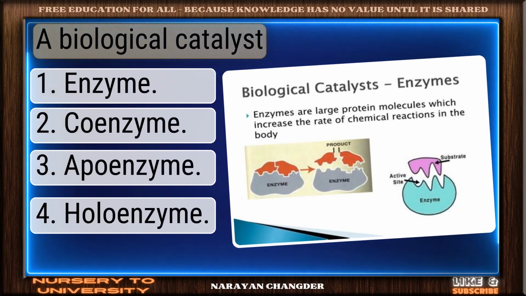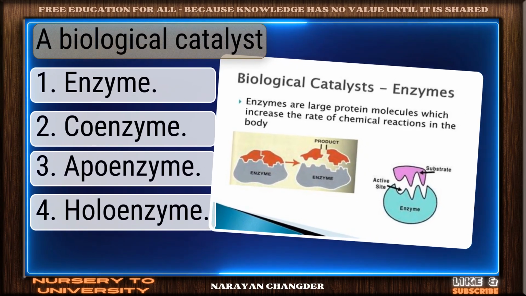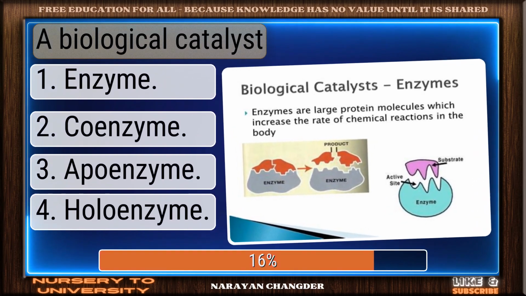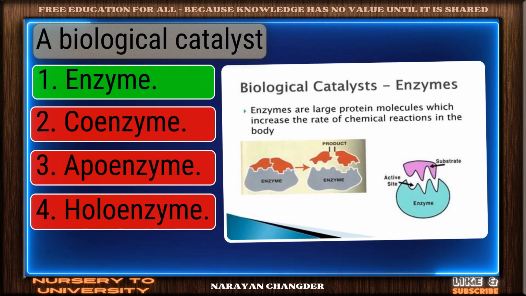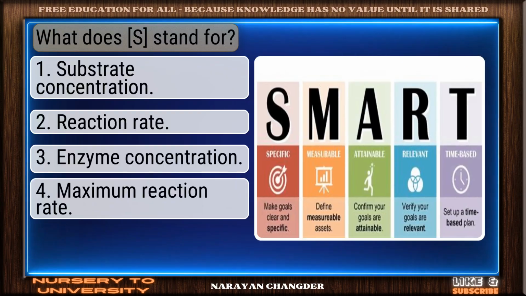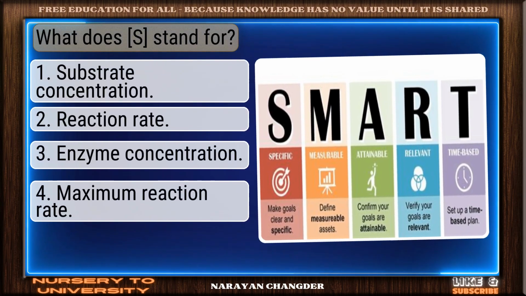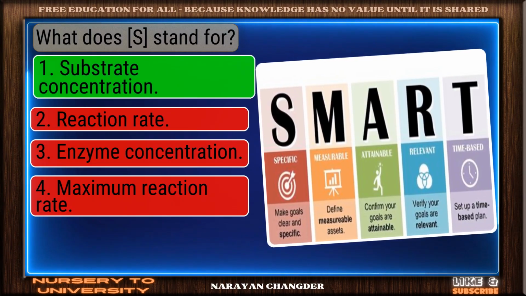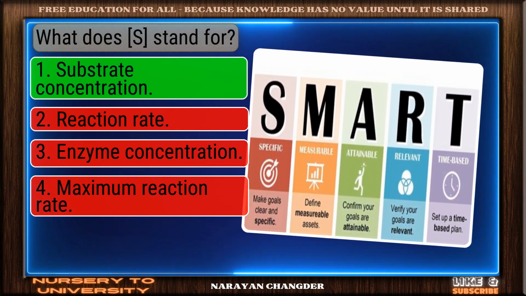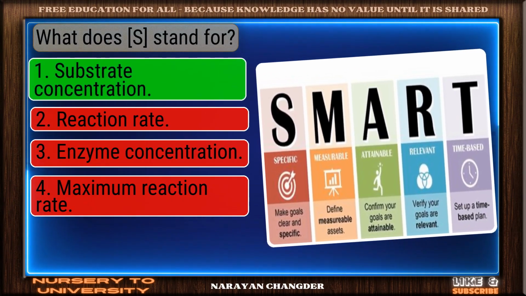Can you solve all these enzyme kinetics questions? A biological catalyst. Great thinking. Enzyme is the right choice. What does S stand for? Right choice. Substrate concentration is the best answer.